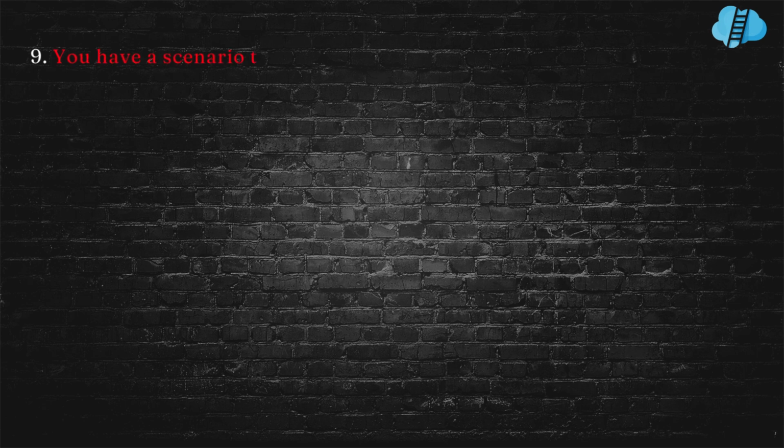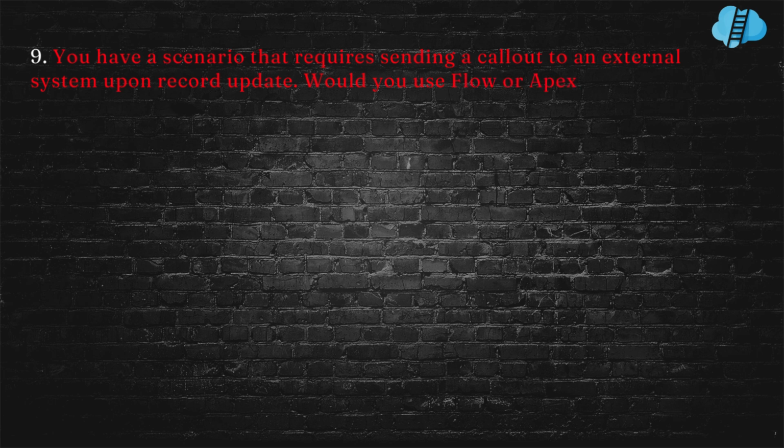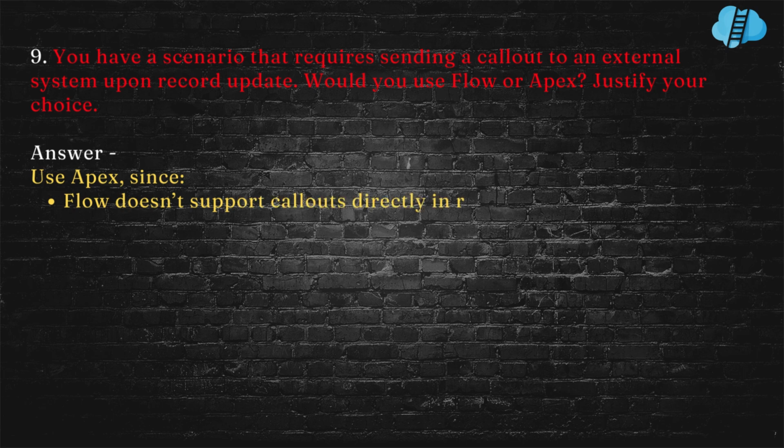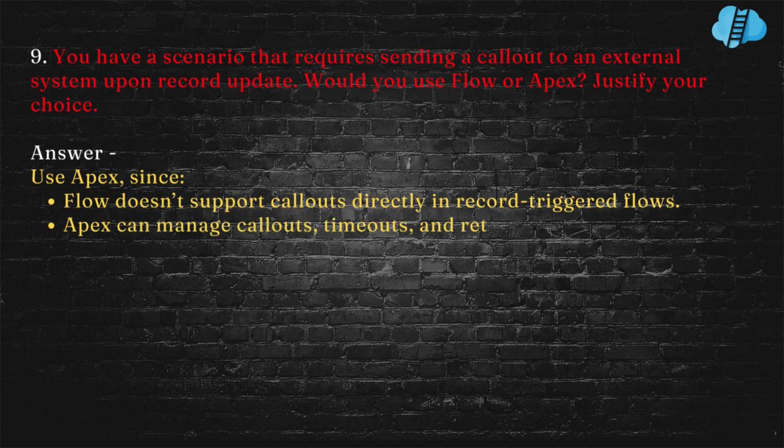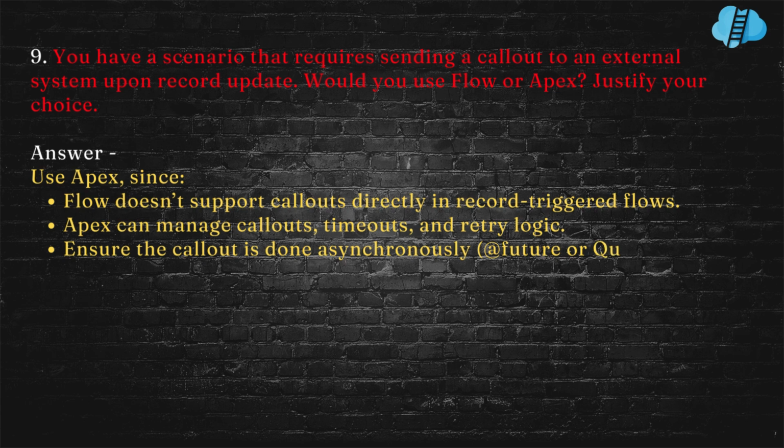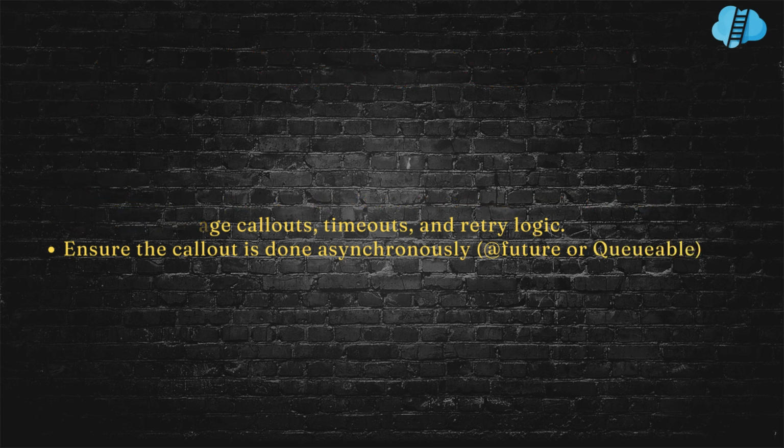9. You have a scenario that requires sending a callout to an external system upon record update. Would you use Flow or Apex? Justify your choice. Answer. Use Apex, since Flow doesn't support callouts directly in record-triggered flows. Apex can manage callouts, timeouts, and retry logic. Ensure the callout is done asynchronously, @future or Queueable.